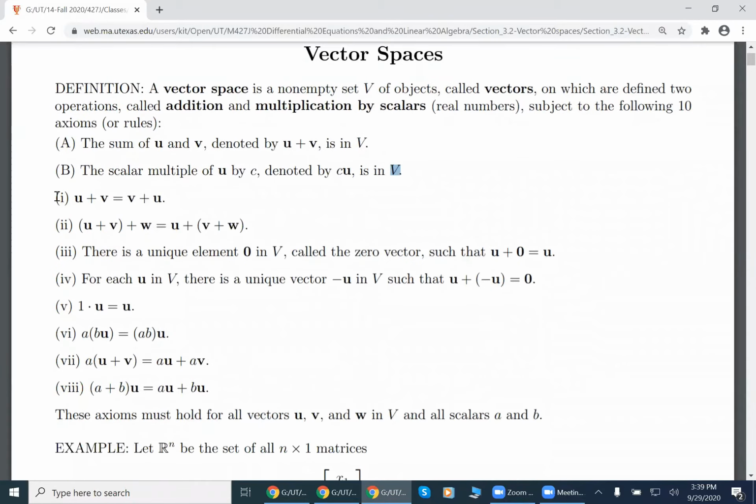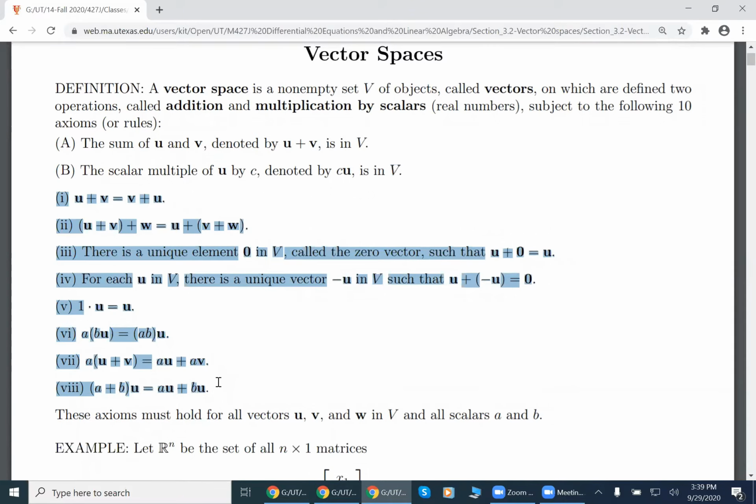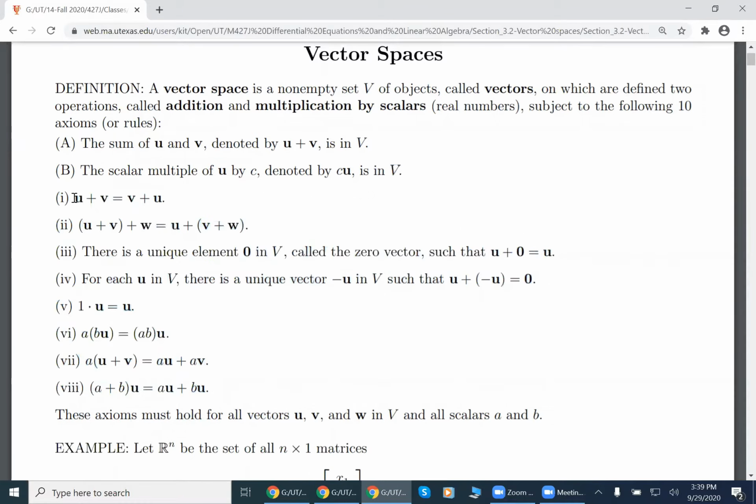Over here we have 8 remaining axioms. Commutativity, associativity. There is a unique element which is called the zero vector that satisfies the following property: U plus 0 is U. For each U, there is a unique vector negative U that satisfies this: U plus negative U is 0. And we have the remaining 4 properties.